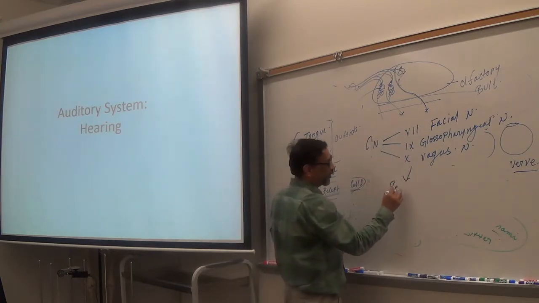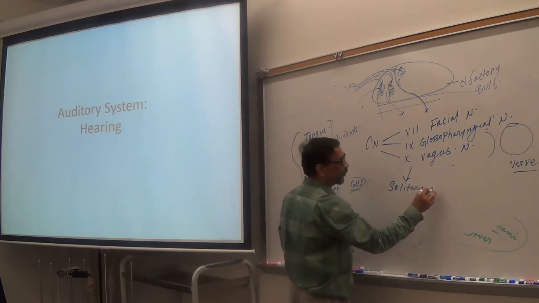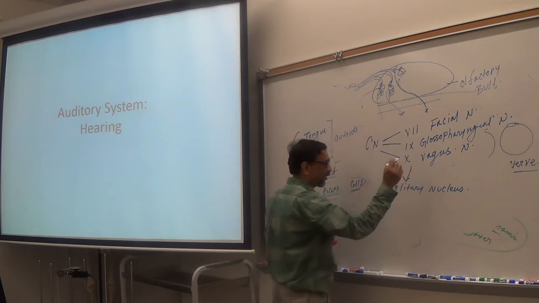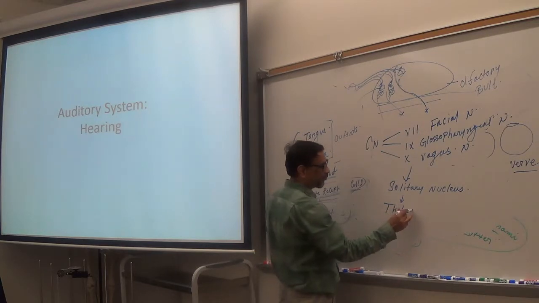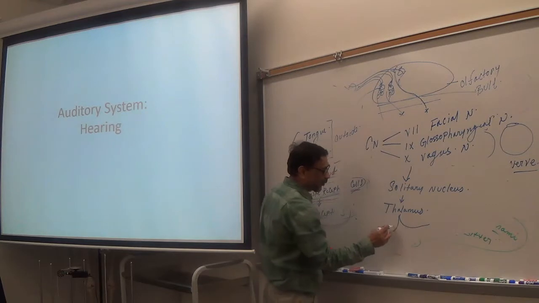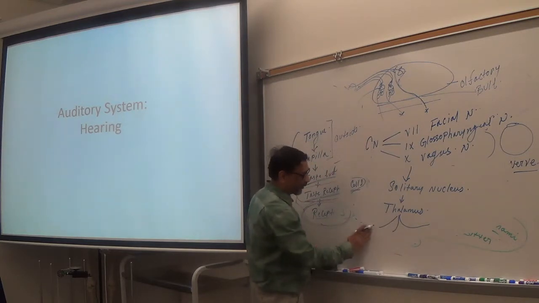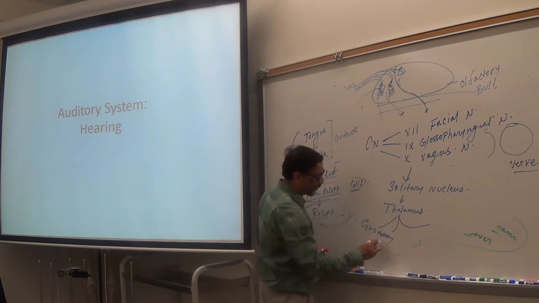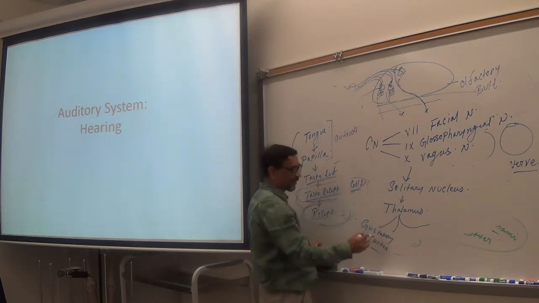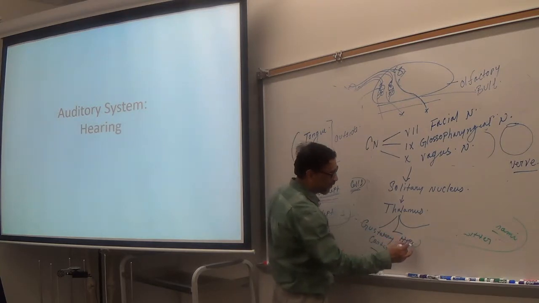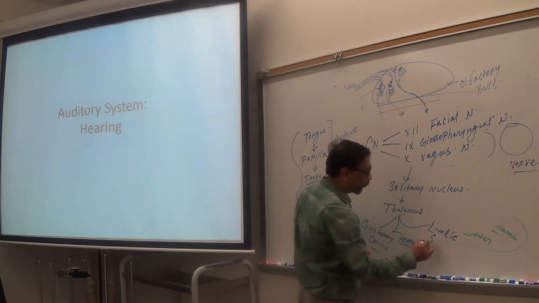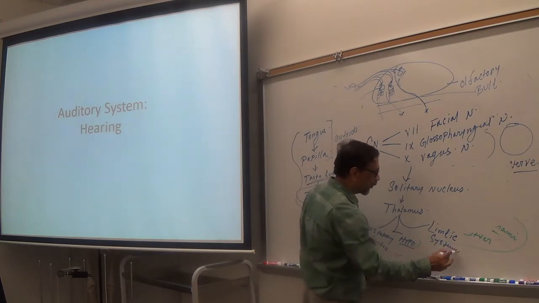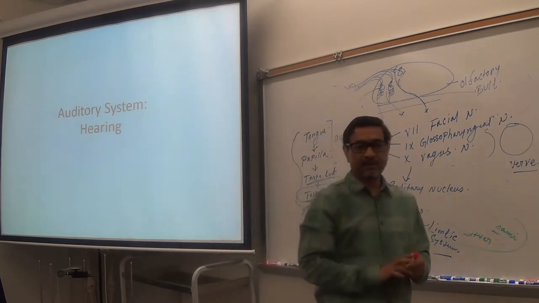Inside the medulla, you have solitary nucleus that receives the taste signal. And from the solitary nucleus, signal goes to the thalamus. And from the thalamus, signal goes to gustatory cortex. Gustatory cortex gives you the taste. Then hypothalamus for memory, and limbic system for emotion. Okay, so that's the pathway, gustatory pathway.